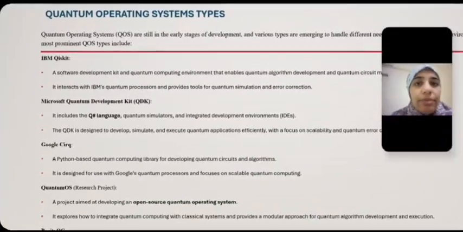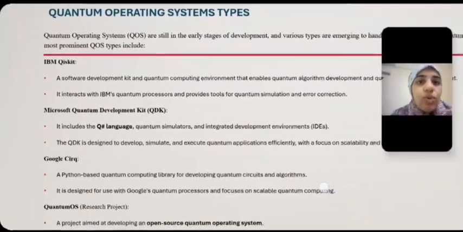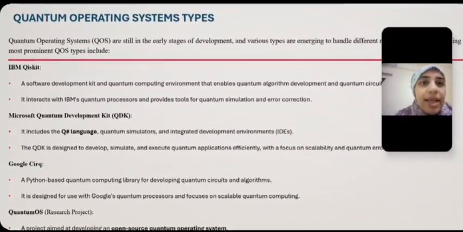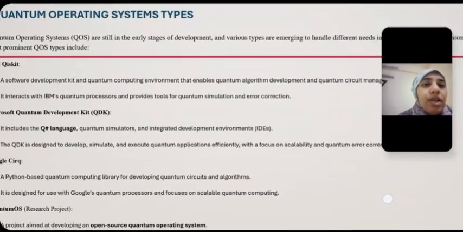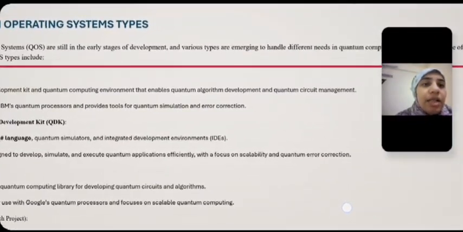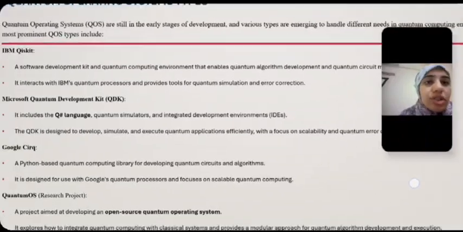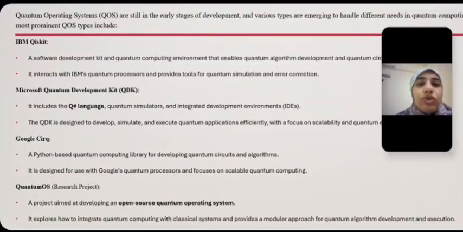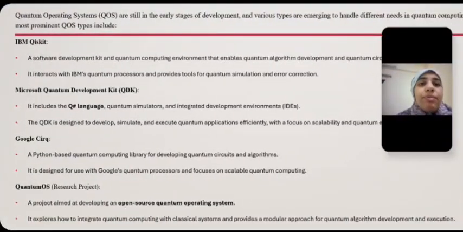The first one is IBM Qiskit, which is a software development kit and quantum computing environment that enables quantum algorithm development and quantum circuit management. Also, it interacts with IBM's quantum processors and provides tools for quantum simulation and error correction.